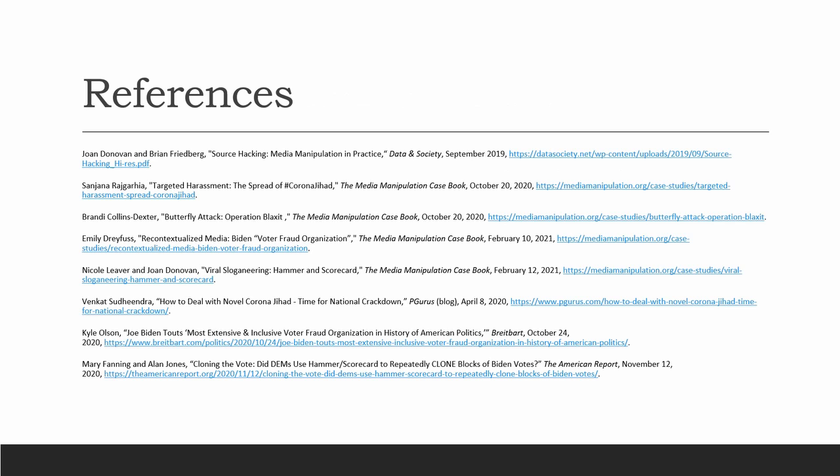And here are my sources, the Data and Society report, as well as the four examples of media manipulation from 2020 I used, and the three examples of journalists falling for those campaigns.